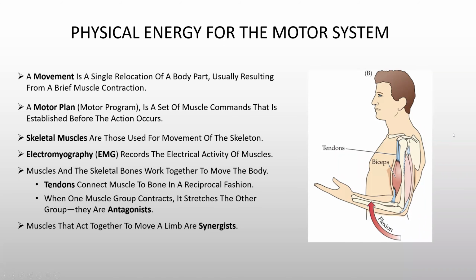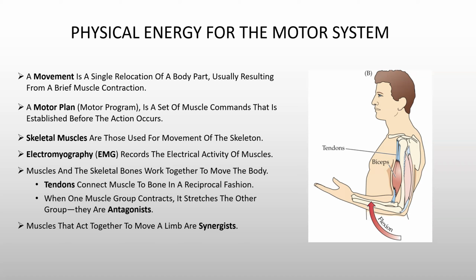Okay, so now we talked about the physical energy for the somatosensory system. Now we are going to talk about the physical energy for the motor system. Okay? A movement is a single relocation of a body part, usually resulting from a brief muscle contraction. Okay? A motor plan is a set of muscle commands that is established before the action occurs. So we're going to learn shortly that we're talking about areas in the cortex that tell the motor system you need to move your arm, okay, away from a source of some sort, or you need to grab and hold something. Okay, so that's the motor plan.